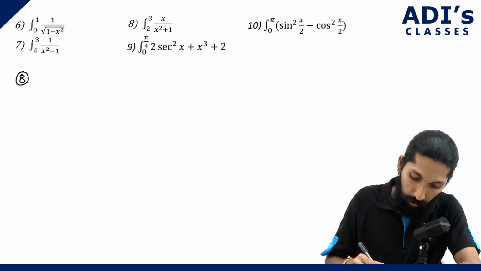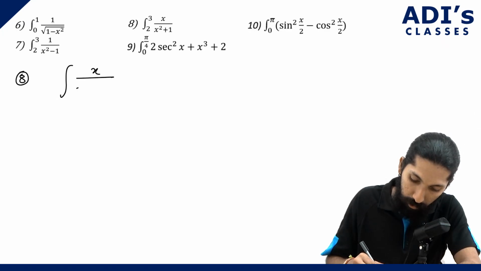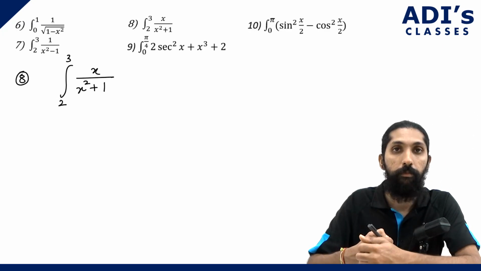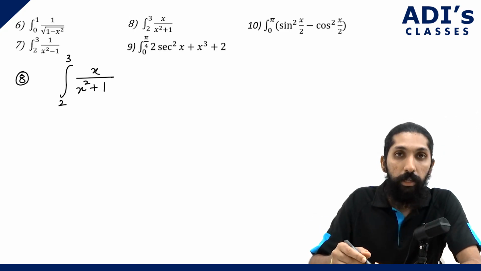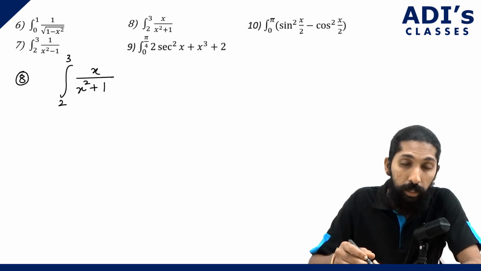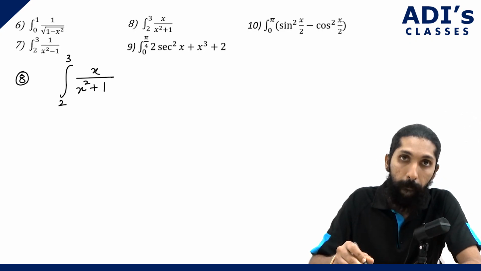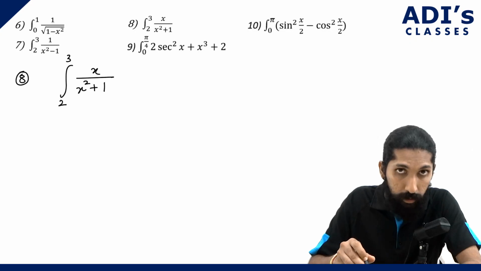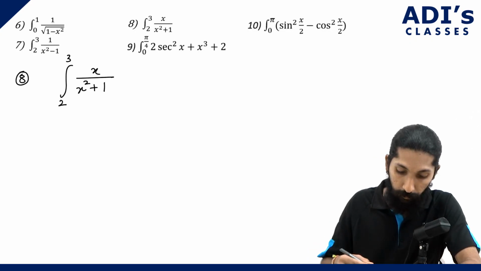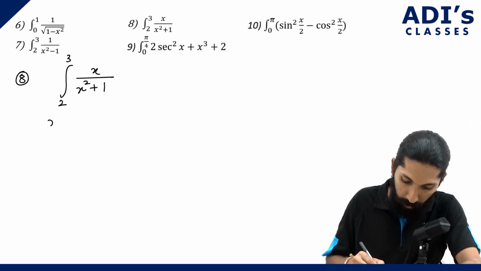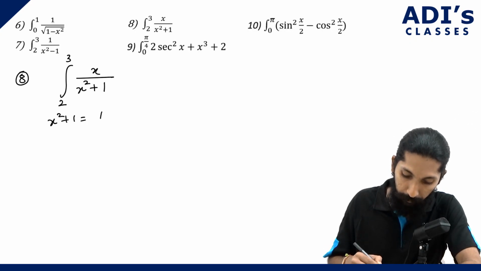You have the integral of x by x square plus 1 from 2 to 3. For this particular question, it's easier if you actually do the substitution method. Even though we have not discussed the substitution method, still let's do it. First, take x square plus 1 as t.